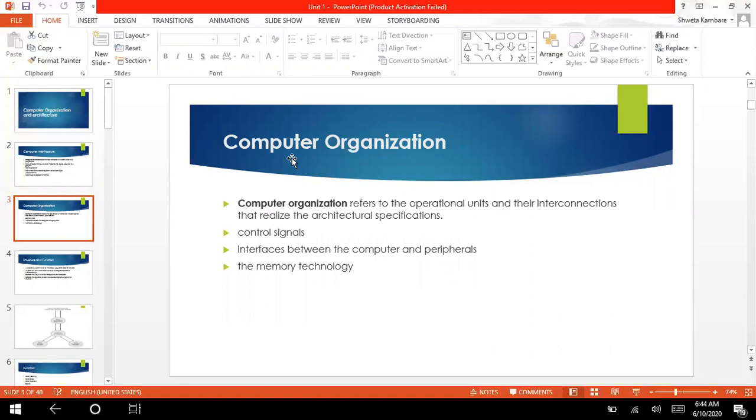See, organization means how your hardware parts work together, how they operate with each other. That is your organization part. So computer organization refers to the operational units and their interconnections that realize the architectural specifications. So under this part come control signals, interfaces between the computer and peripherals, the memory technology. Okay, so let me explain this part in brief. What is organization?